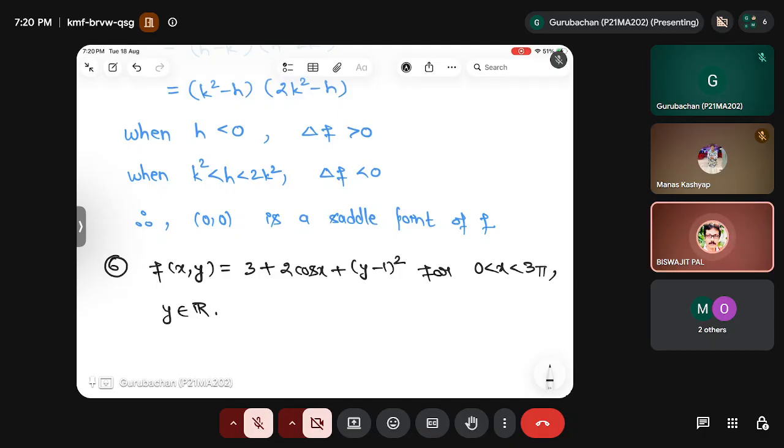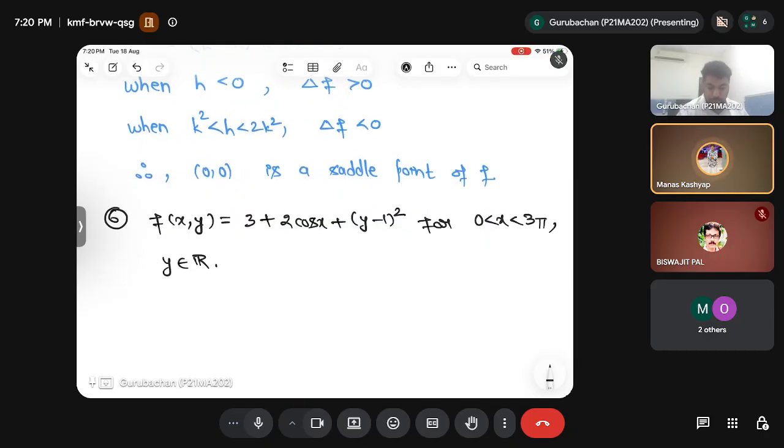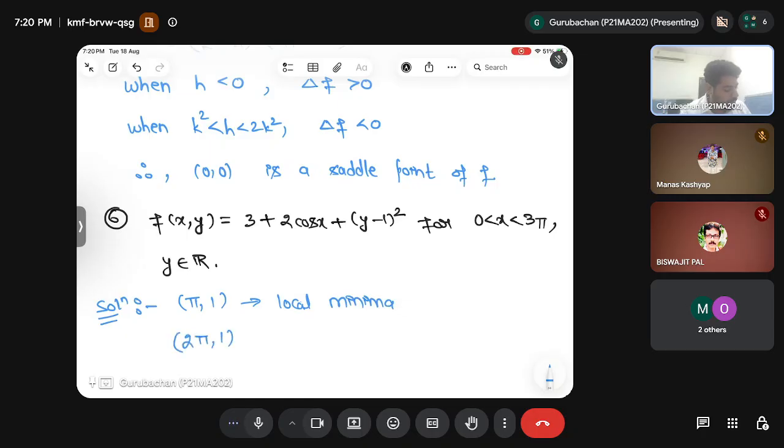Sir, is it pi, 1 and 2 pi, 1? Yes, correct. Sir, at pi comma 1 it has a minima, and at 2 pi comma 1 it has a saddle point. Correct, correct, correct. So I'm just writing its answer. You can solve it by the same approach. So at pi, 1 local minima, at 2 pi, 1 it has a saddle point.